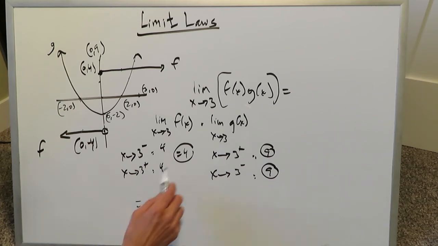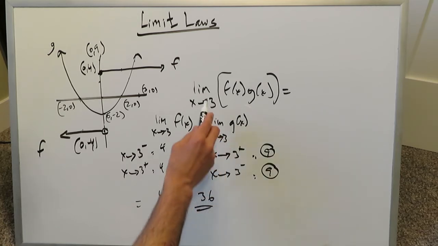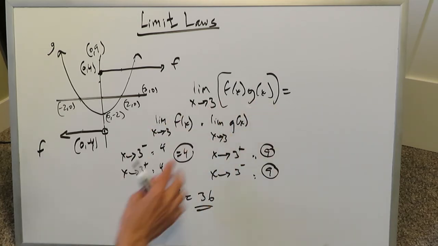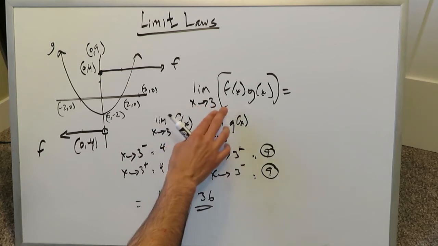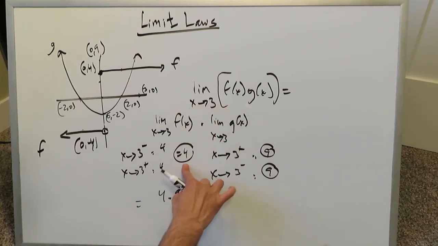So what do you do over here? You multiply them, 4 times 9, and you get 36 to be the overall limit of the product of this. So the product of this function over here as x approaches 3 will equal 36. The individual limits multiply to give you that 36.